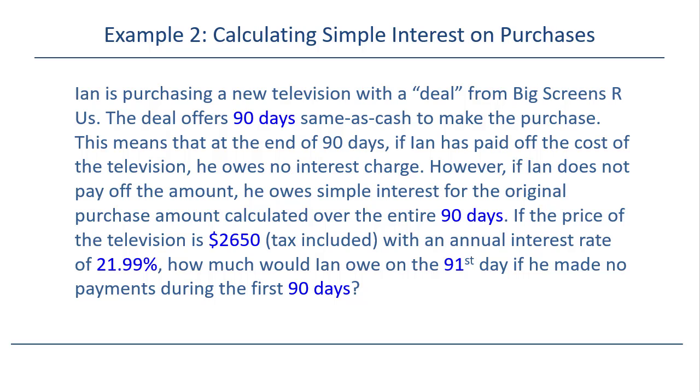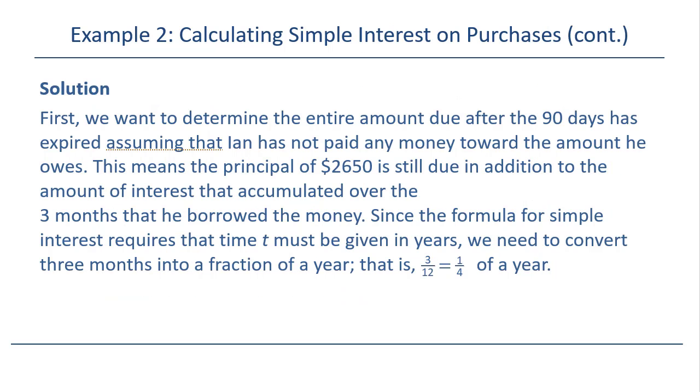It's pretty typical, you almost want to say scam, that a lot of places that sell you things will run. So if the television costs $2,650, tax included, so we're figuring that's the total amount you pay, with an annual interest rate of 21.99%. That is horrendously high, right? That's terrible. How much would he owe on the 91st day if he made no payments during the first 90 days? Well, we want to determine the entire amount due after the 90 days has expired, assuming that you haven't paid anything. So this means that all $2,650 is still due in addition to the amount of interest over the 3 months that they borrowed the money.